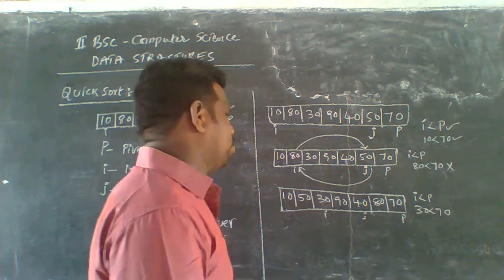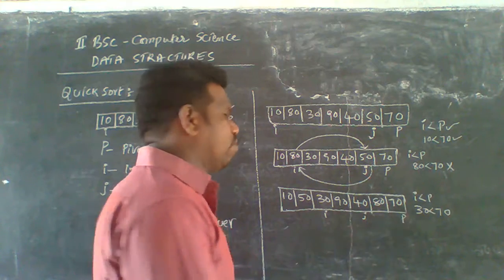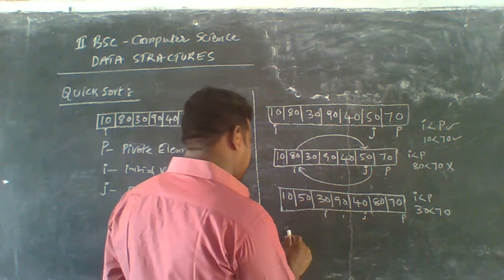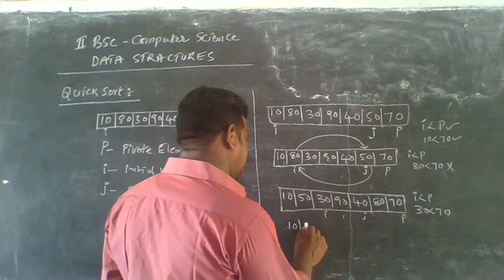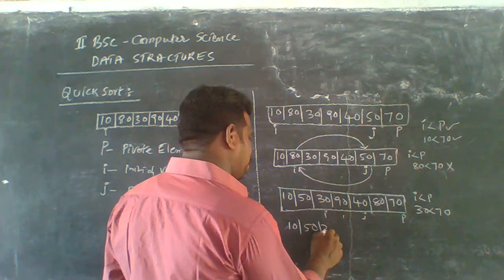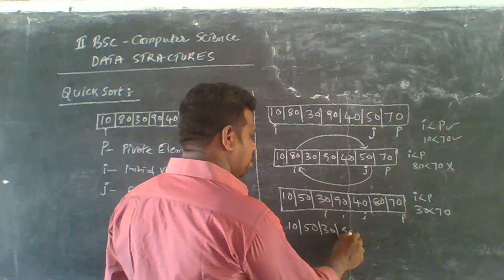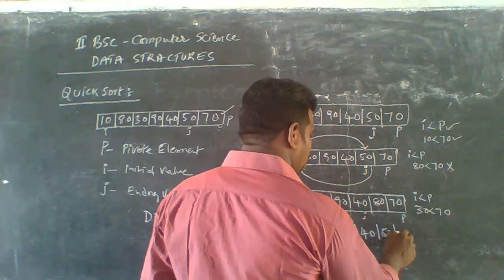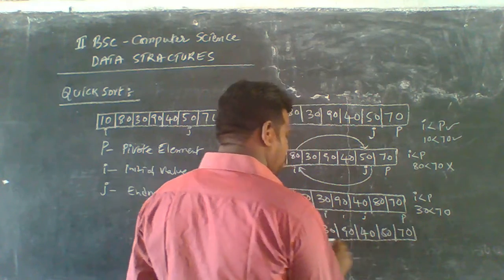For that purpose we have to leave it and go on with the same here. And i will be transformed to j here. That means 10 will be the same, 30 will be the same, and 90 and 40 here, and 80, 70.